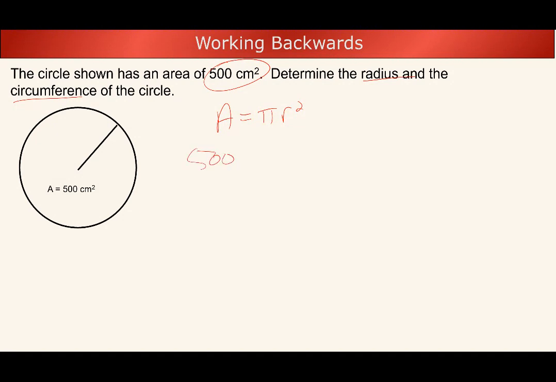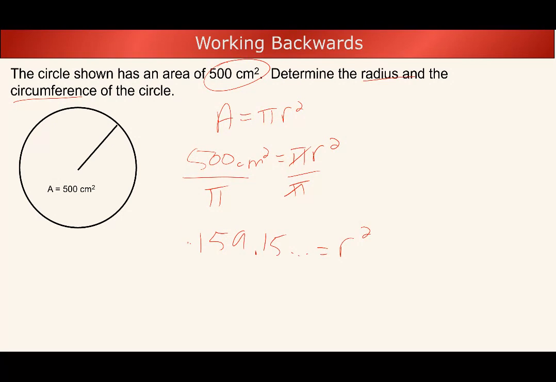It tells me that the area is 500 square centimeters, pi r squared. So first thing you got to do is divide both sides by pi. That gets rid of the pi. And 500 divided by pi, or 3.14, is equal to 159. So I got 159.15 and some other stuff is equal to r squared.